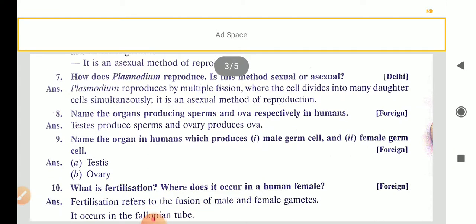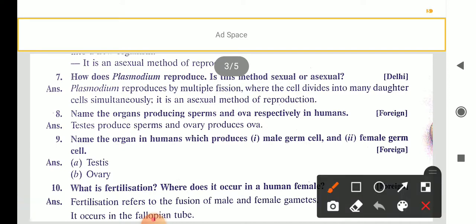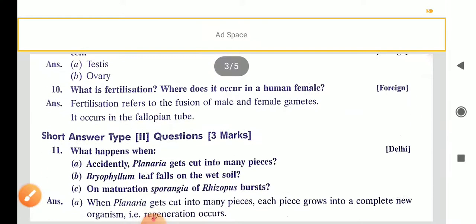Okay, name the organs producing sperm and ova respectively in humans. Testes produce the sperm, we know, and ovaries produce ova. Okay, name the organ in humans which produces the male germ cell, and the female germ cell. It is the same question: male germ cell in the testes and female germ cell in the ovary. Only the language is different, but the answers are the same.